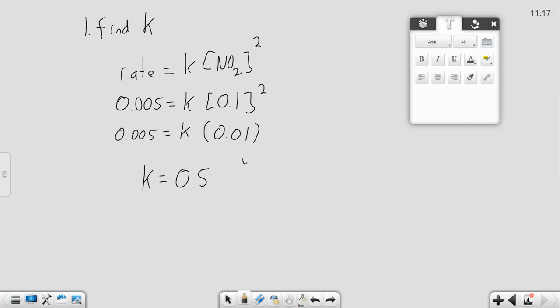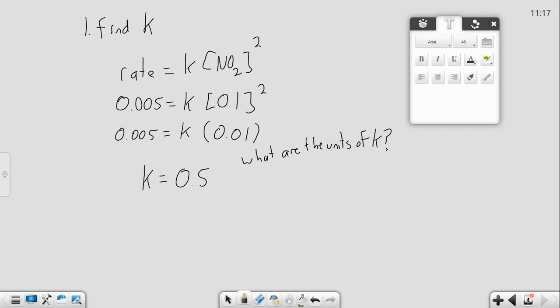Bonus question. Wait, did I actually ask that question already? I didn't. What are the units of K? What is it? What are the actual units for? Is it moles? Is it molarity? Is it seconds? Is it what? What is K?